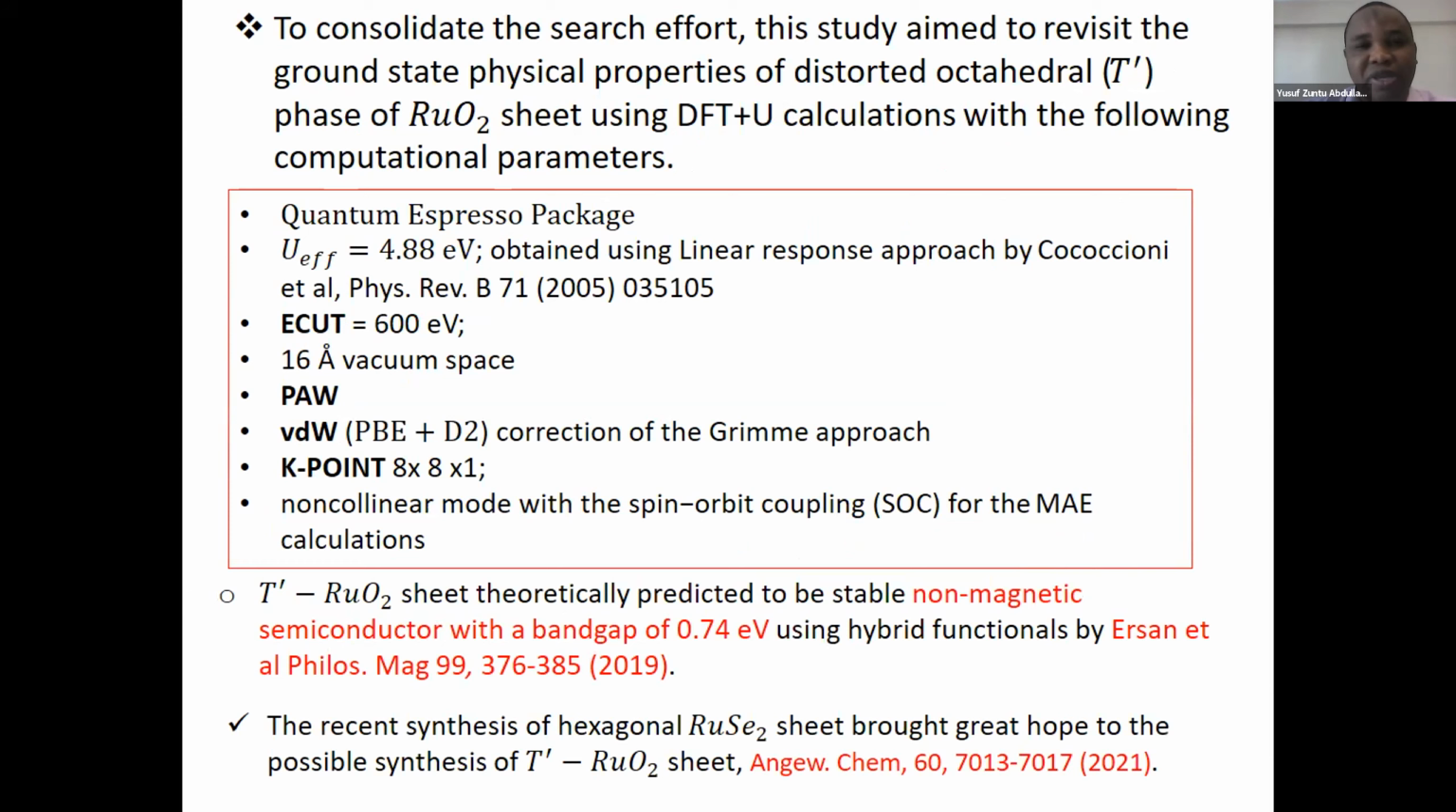So we felt that the self-energy has not been addressed, so we decided to revisit these studies using DFT plus U, based on Quantum ESPRESSO. As you can see, these are the computational details that have been provided for the calculations.